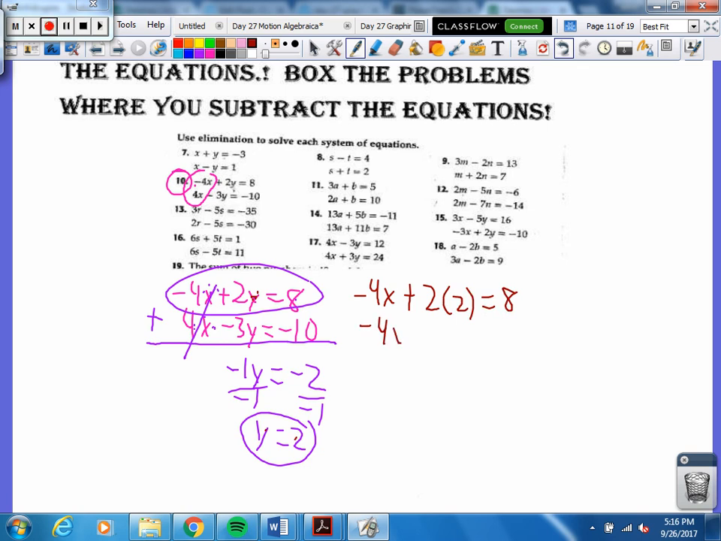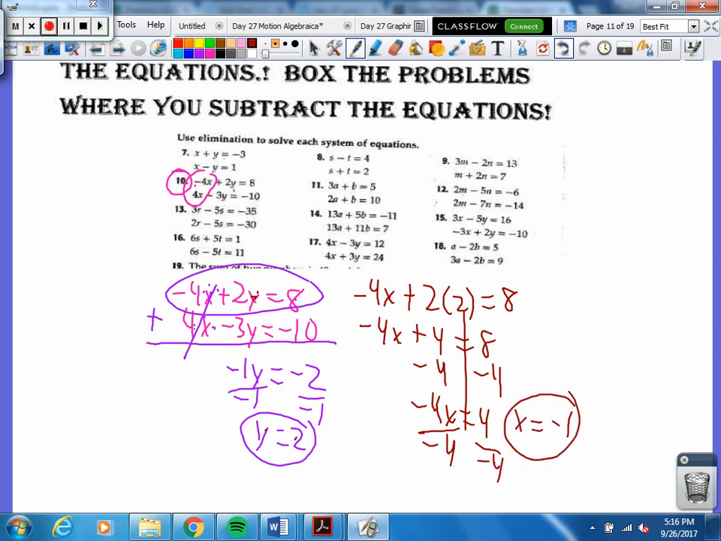Solve for x, one variable. I love one variable. It's so easy to solve. Minus 4 on both sides. Negative 4x equals 4. Divide by negative 4. x equals negative 1. There we go. So my solution would be negative 1 for the x and 2 for the y. There you go. So that works.